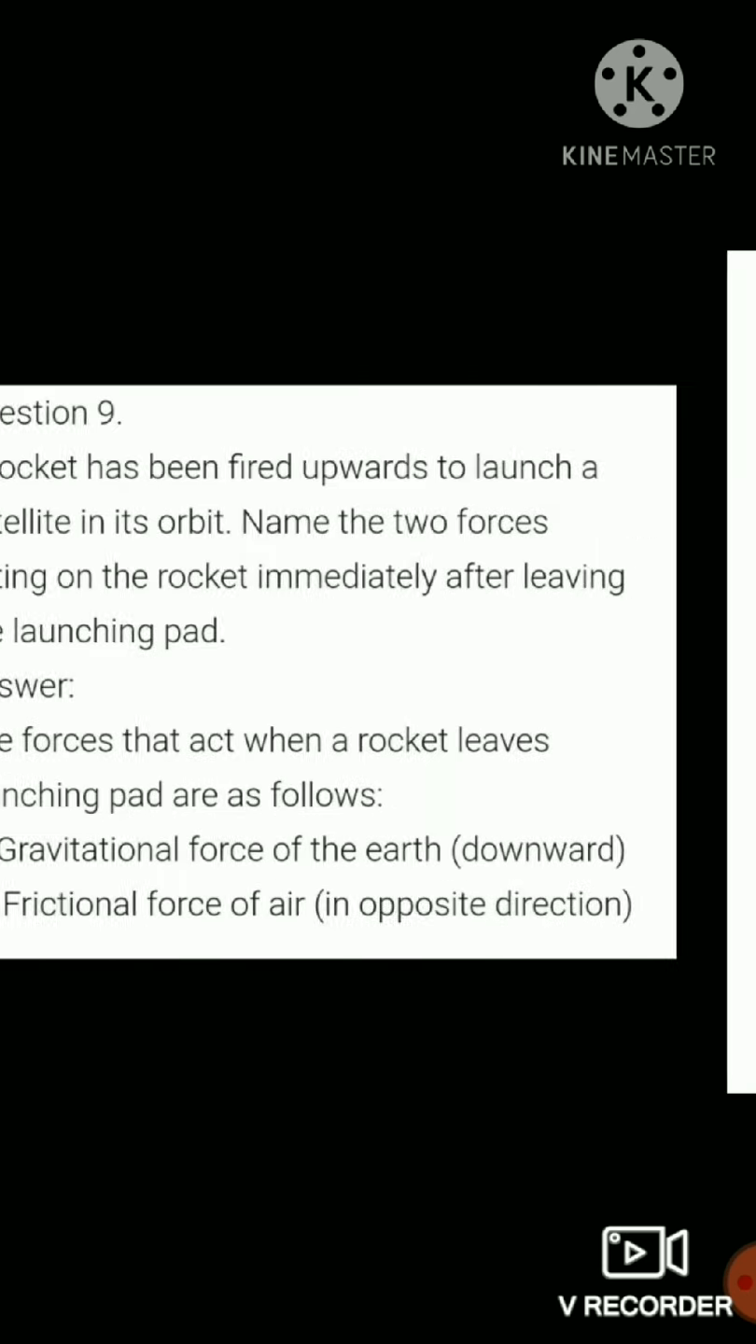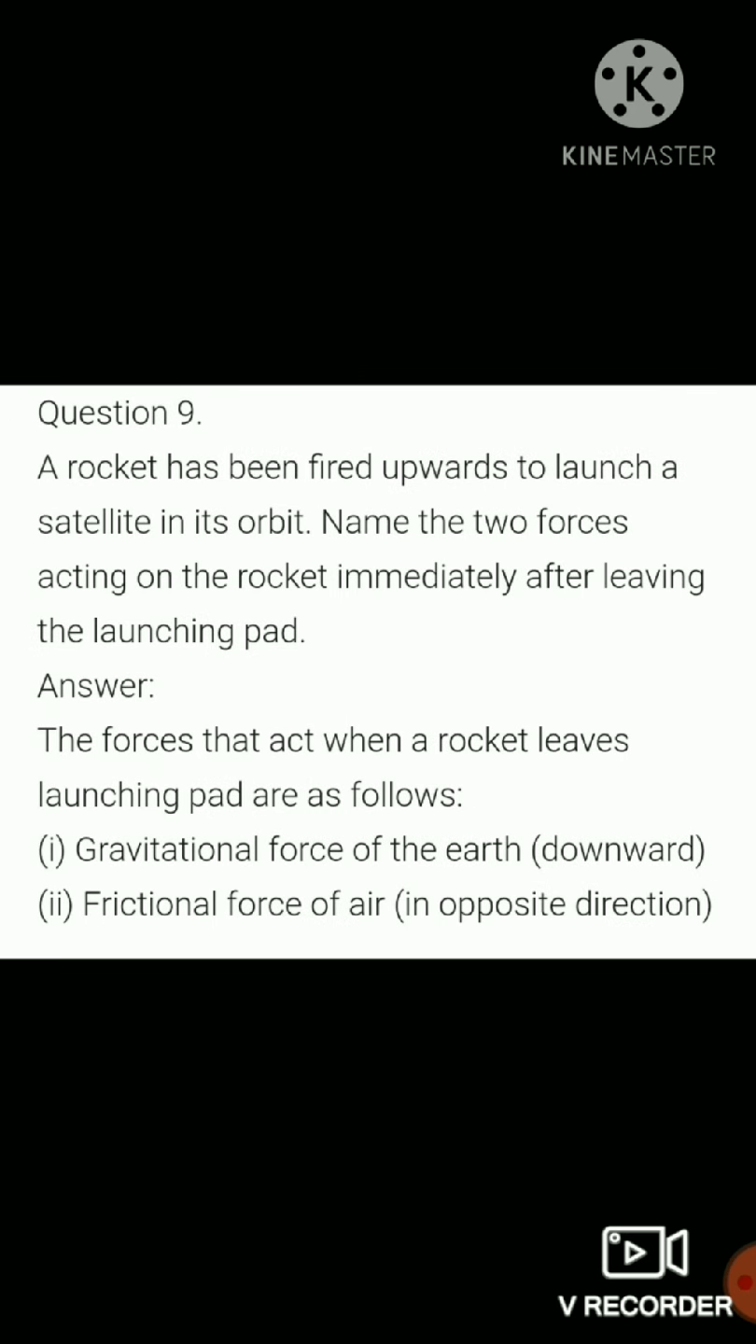Now question number 9. A rocket has been fired upwards to launch a satellite in its orbit. Name the two forces acting on the rocket immediately after leaving the launching pad. So the answer is: the forces that act when a rocket leaves the launching pad are as follows. First, gravitational force of the earth downwards. Second, frictional force of air in the opposite direction. Okay. Now question number 10.